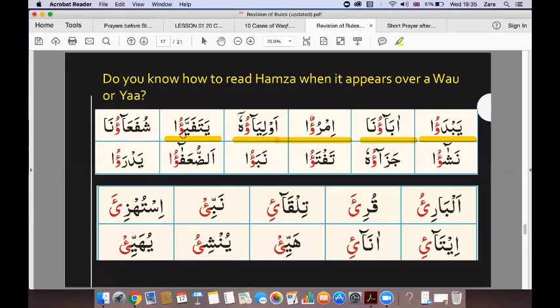Yatafayya'u. So remember again, we're just looking at the dhamma sign, which is 1 second. Try again. Yatafayya'un. Well done. And the last one. Shufa'a'unna. Well done. Excellent. So that was very well read.